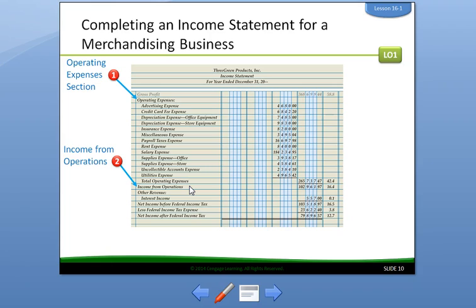Then the income from operations. So the income from operations would be your gross profit, $386,699.44, less the total operating expenses, $265,737.47. So subtract those two, and you have your income from operations.